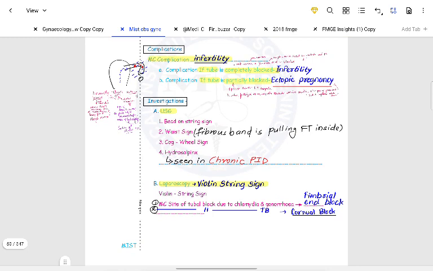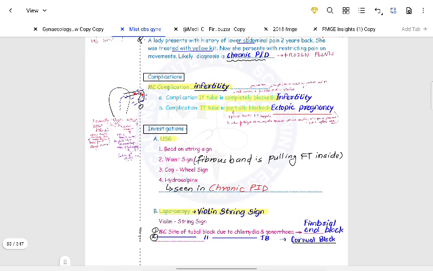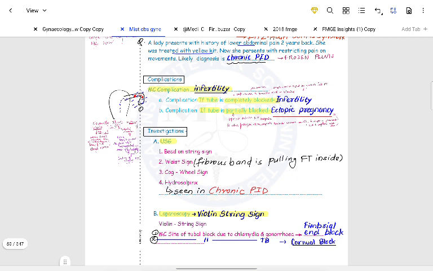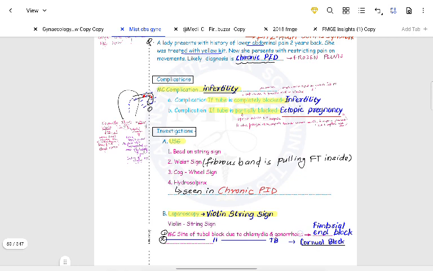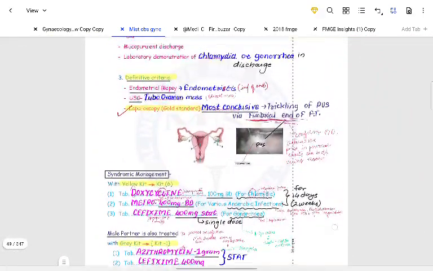But in case of PID, it is an ascending infection and it moves towards the ovaries and it usually blocks the fimbrial end. When you see dripping of pus from the fimbrial end, it is confirmatory for PID. We already learned that in laparoscopy, the gold standard was trickling of pus from the fimbrial end of the FT.